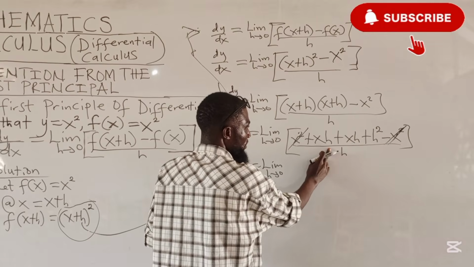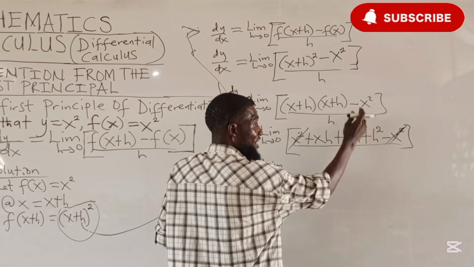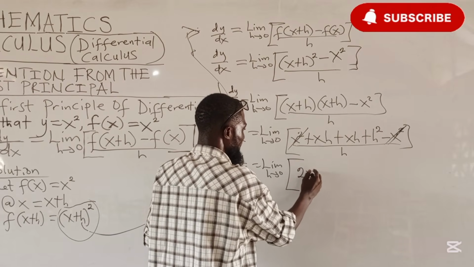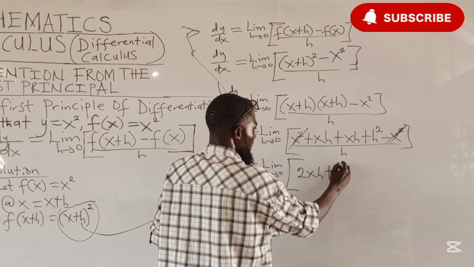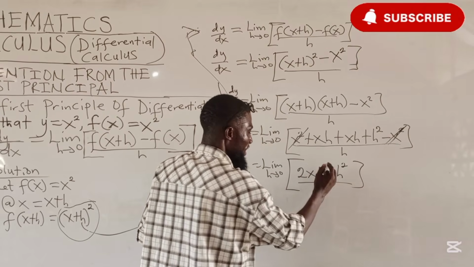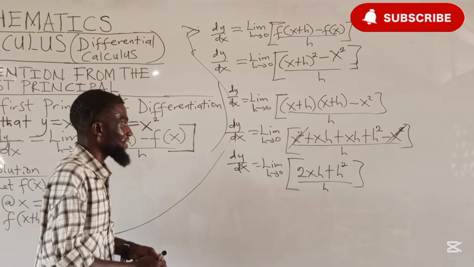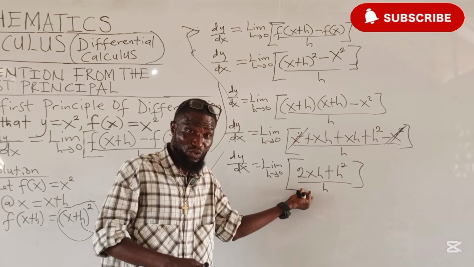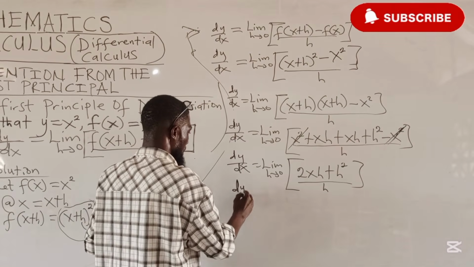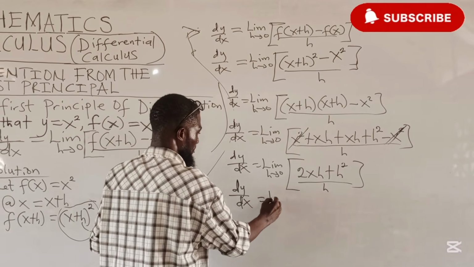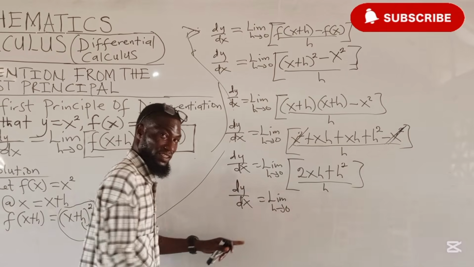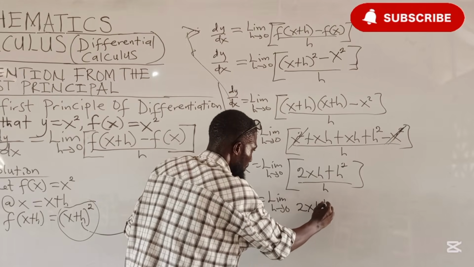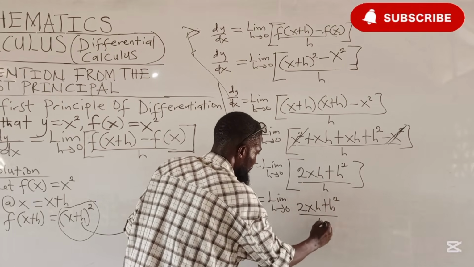We have xh plus xh plus h squared. So xh plus xh will give us 2xh plus what we have here? h squared. Bracket closes over h. So on this note, ladies and gentlemen, we'll be taking this out of the bracket to solve our problem. So we say dy over dx will just be equal to the limit as h approaches 0, of 2xh plus h squared over h.